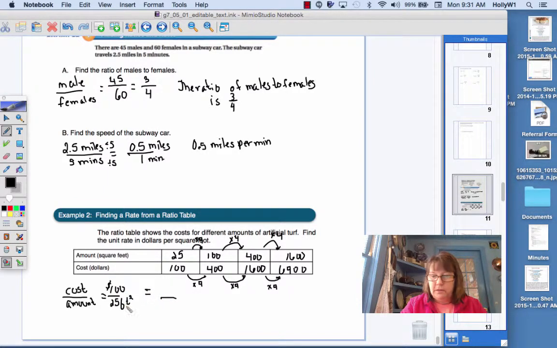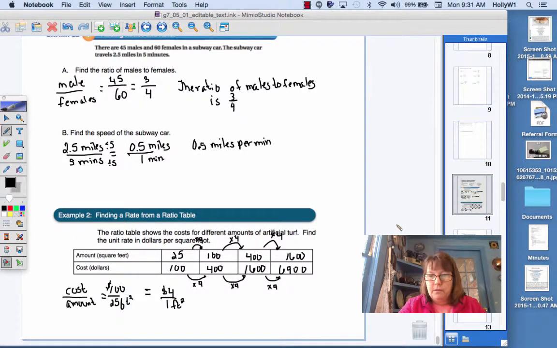So we're going to divide the top and the bottom by 25. Since it's 25 square feet, we're going to divide it by 25. So 25 divided by 25 is 1, so 1 square foot. 100 divided by 25 gives us $4. So for every square foot, it costs $4.